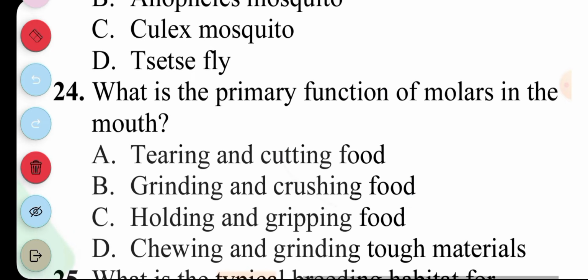24. What is the primary function of the molars in the mouth? A. Tearing and cutting food. B. Grinding and crushing food. C. Holding and gripping food. D. Chewing and grinding tough materials. Answer to question 24 is B. Grinding and crushing food.